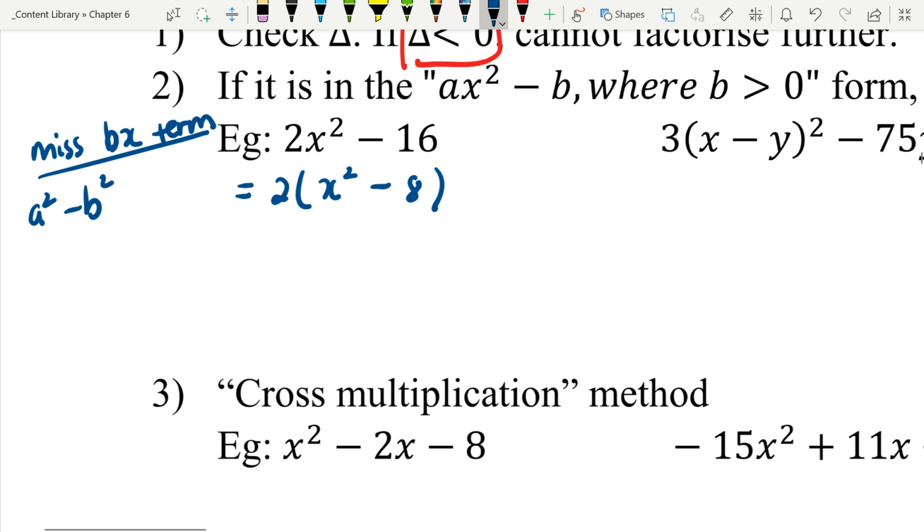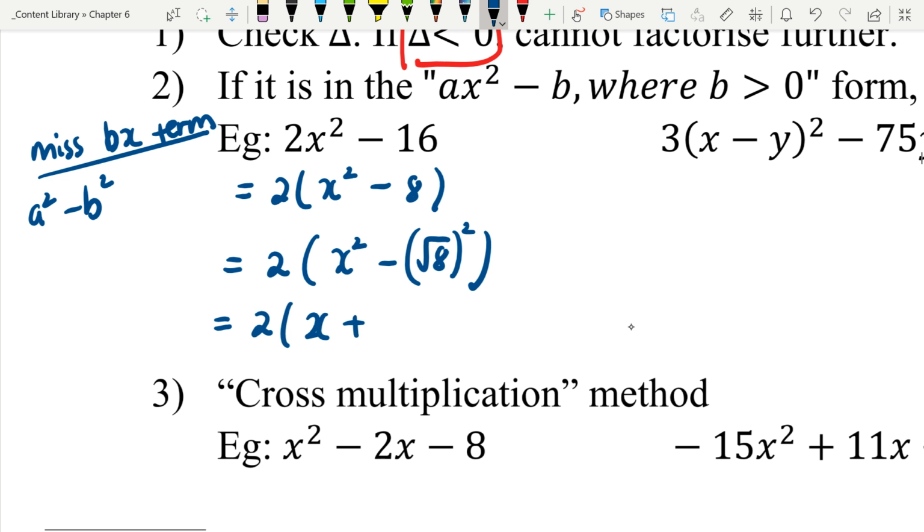And then I haven't finished, because this is not linear times linear. Factorize means linear factors, so this is not a linear factor yet. So what I'll do is write x squared minus root 8 squared. Hope you can see that. So 8 is root 8 squared. Then that's a squared minus b squared, so it's x plus 2 root 2, since root 8 is 2 root 2, and then x minus 2 root 2. a squared minus b squared is a plus b times a minus b.